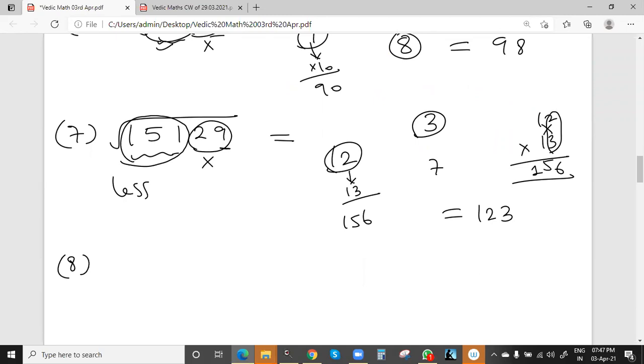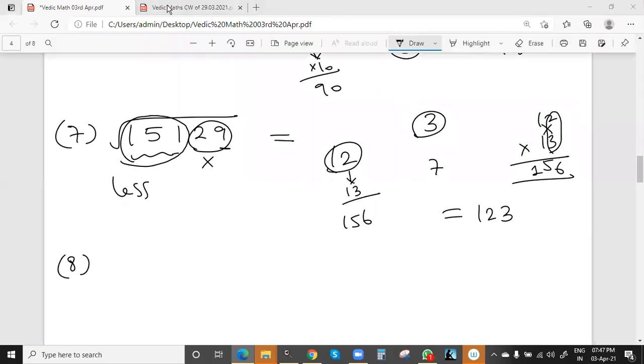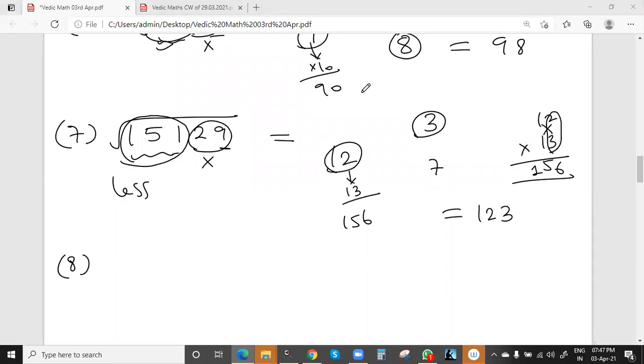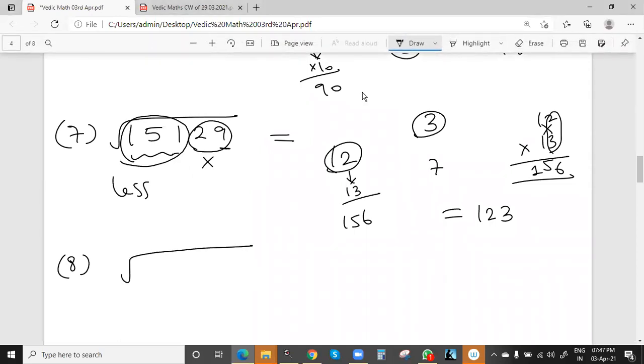Actually, we have to solve properly. The same method is there, but solving is important in getting the right answer. Next question is 14161.